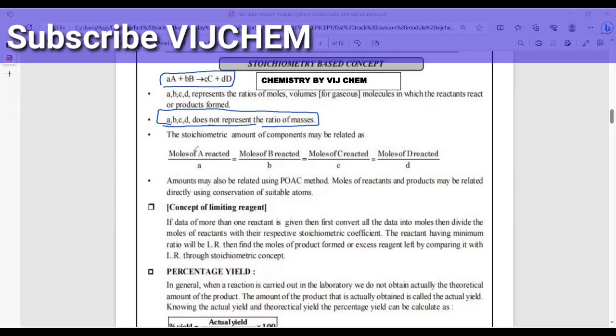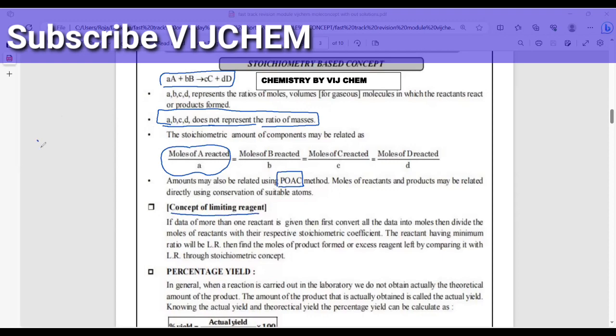Okay. And out of that, how many moles of A reacted, divided by a? So this is what is called POAC, the principle of atomic conservation. That is, total mass reacted is equal to total mass formed. Total mass reacted is equal to total mass formed. Okay. So next comes the limiting reagent.